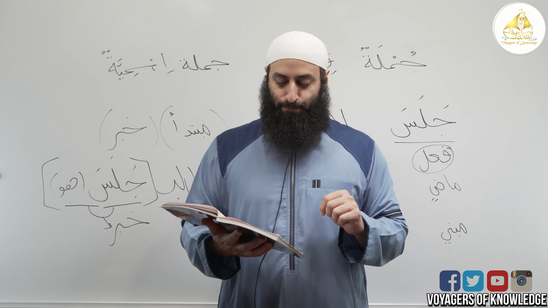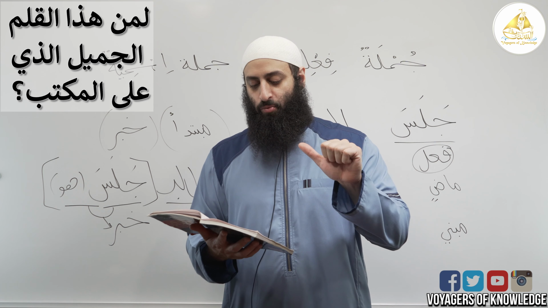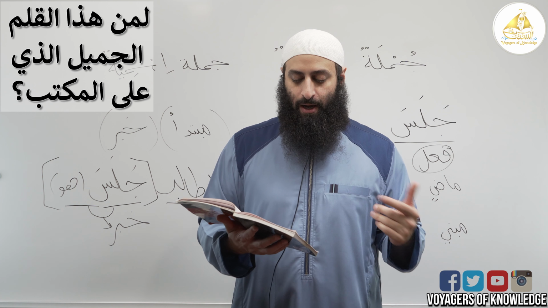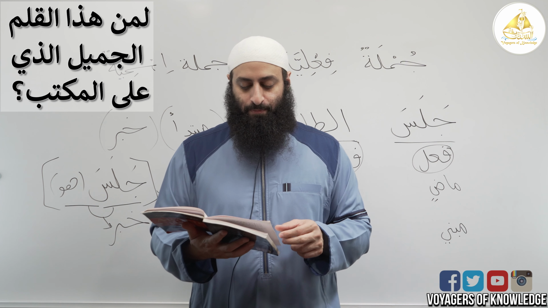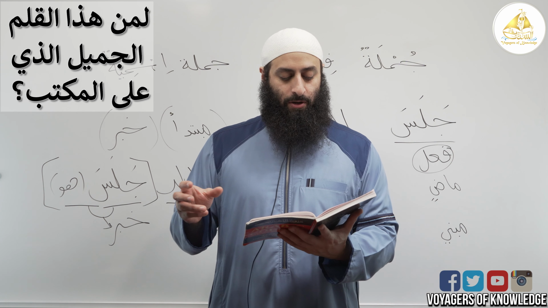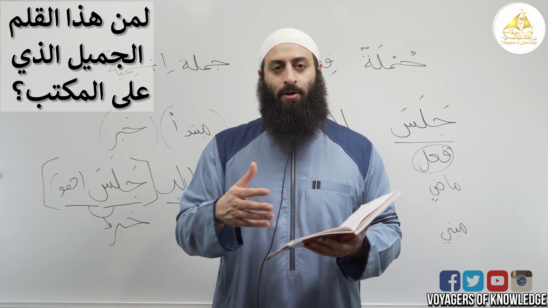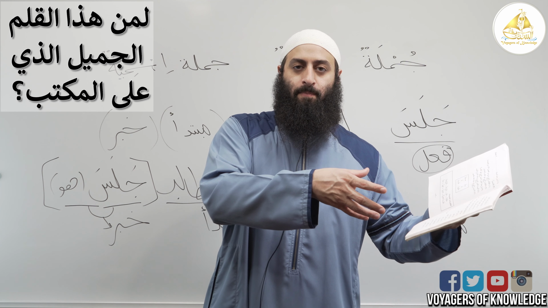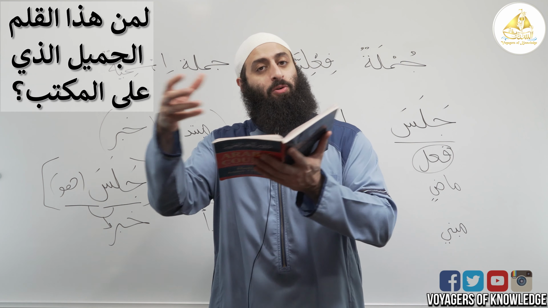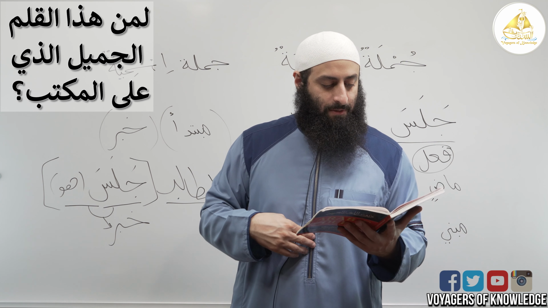السؤال الثالث لمن هذا القلم الجميل. See the نعت المنعوت. القلم الجميل. Whose is this beautiful pen? الذي على المكتب. The one that is on the desk. Remember how we're talking about, it says, whose is this beautiful pen that is on the maktab? You see, that is on the desk is the silat al-mawsul. It's the thing that's being attributed to the previous sentence or being related to that previous sentence.